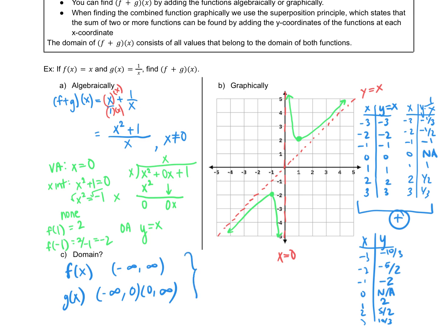Our combined function will be the domain that fits both of these domains. So it's going to have to be the same thing as g of x, because g of x had some sort of restriction. And that's exactly what we see graphically with that visual.